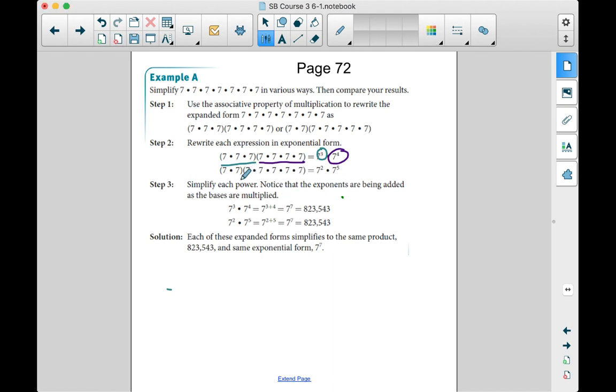You could do that differently. You could do it as the 2, so that's your 7 to the power of 2.